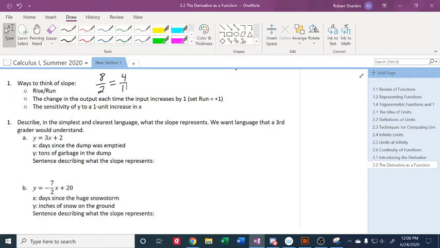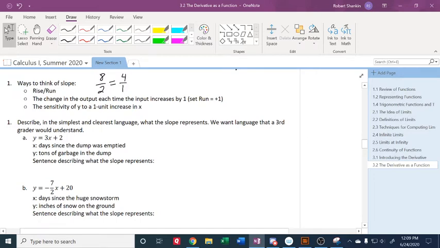So a couple activities. Number 1, describe in simplest and clearest language what the slope represents. We want language that a 3rd grader would understand. So again, if you use technical language, even the word slope, a 3rd grader isn't going to get. If you use rate of change, a 3rd grader isn't going to understand that. We want something really nice and simple.